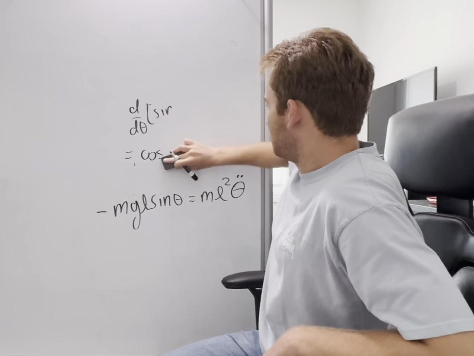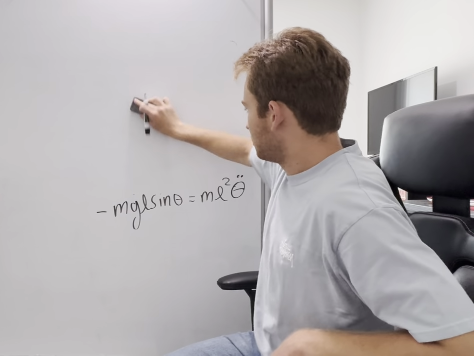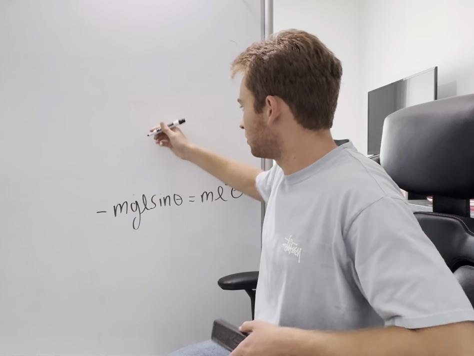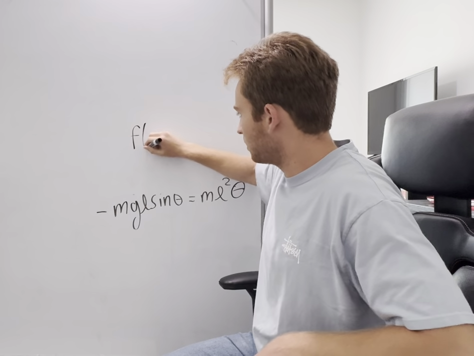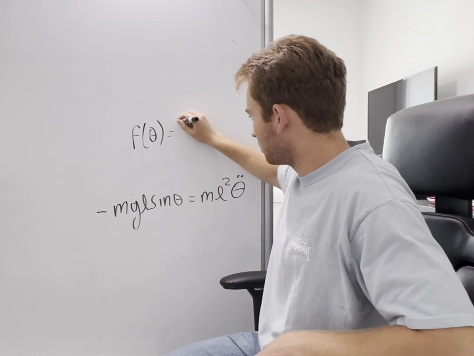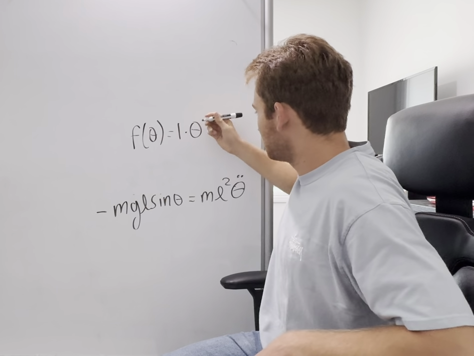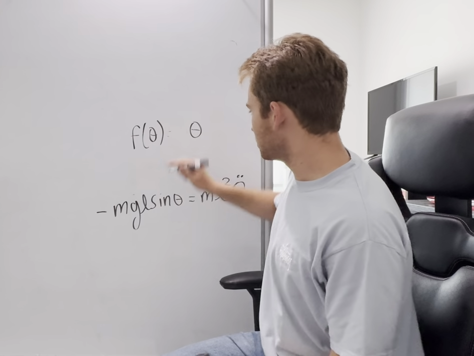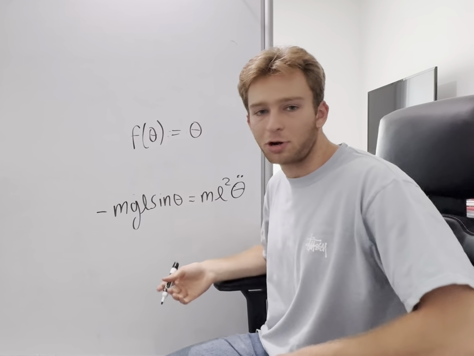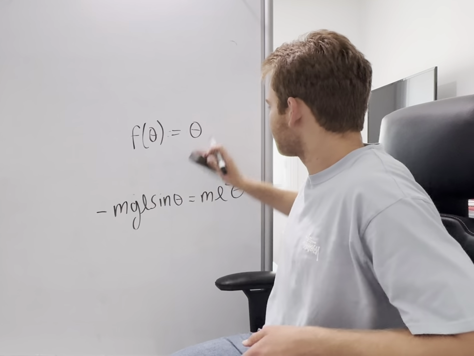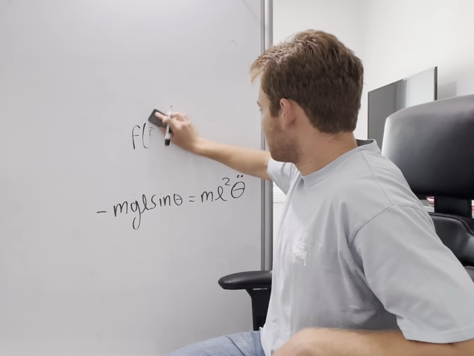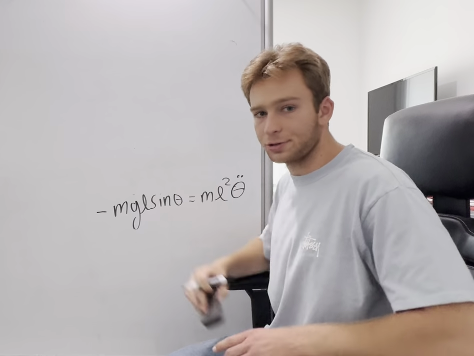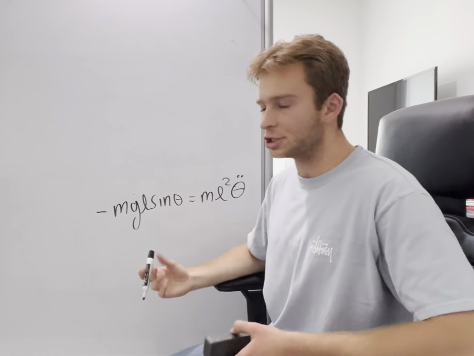And so your line is just going to be f of theta is equal to your slope 1 times theta, and that's just theta. And so for those values where theta is very close to 0, you can just approximate sine theta to be theta. There's a more detailed explanation in my written notes, but that's basically the gist of it.